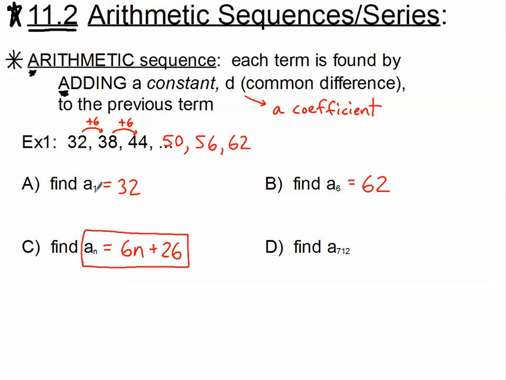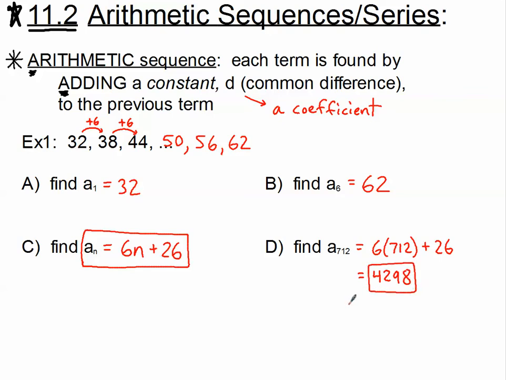So now I can plug in a 1 and get my 32. I could plug in a 6 into here and get my 62, or I could plug in my 712 and do 6 times 712 plus 26 to get what the 712th term is. When I multiply that in my head or on a calculator, you get 4,298.